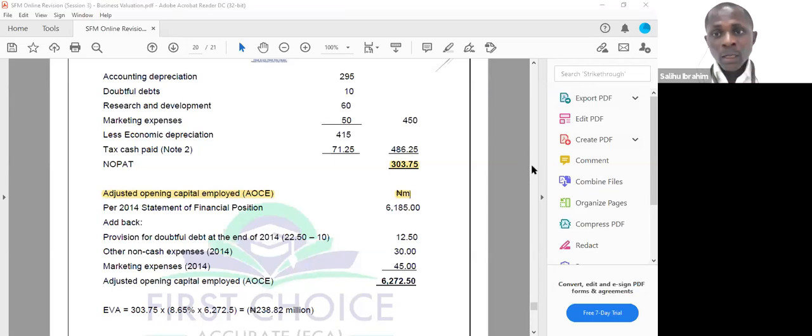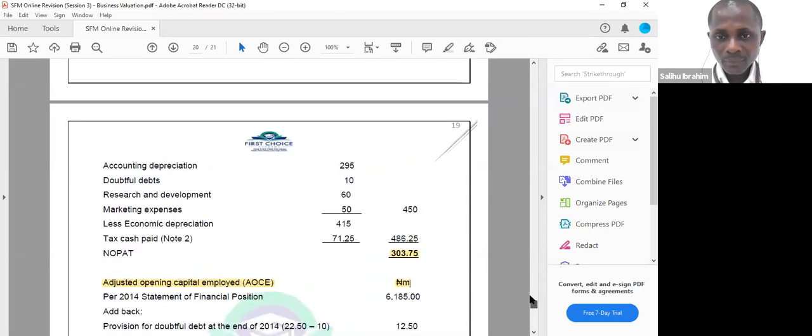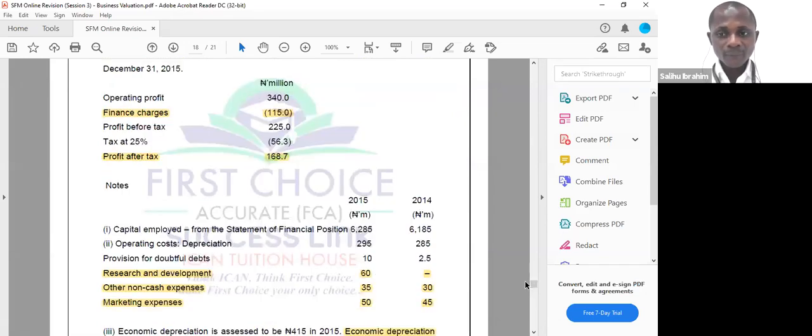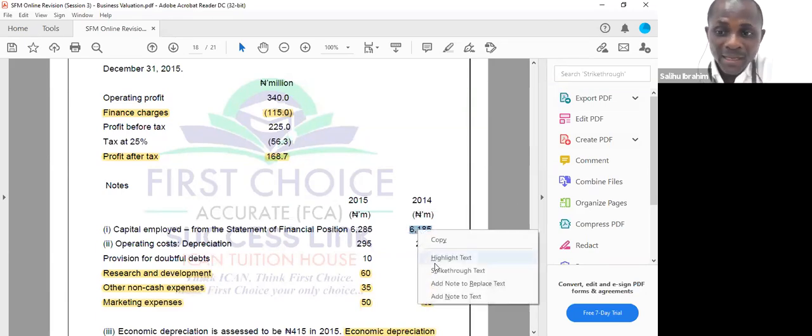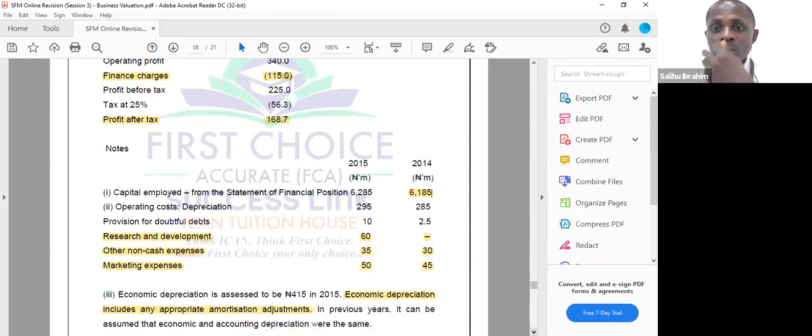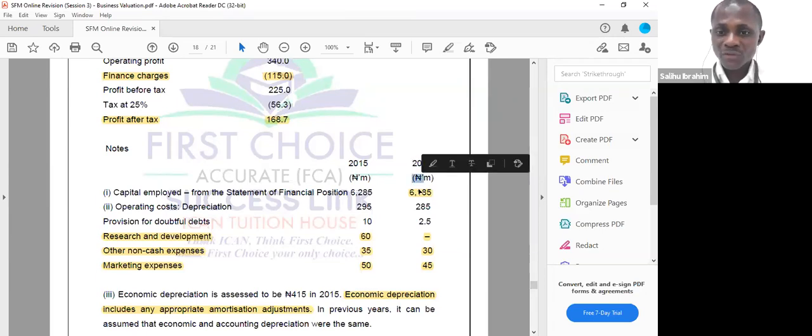So, now our capital employed for 2014 is what? 6185. Can you see that? Because we need capital employed at the beginning of the year. Capital employed at the end of 2014 is going to be capital employed at the beginning of what? 2015. So we have 6185. You now go and look at what are those figures that can affect 2014 capital employed.